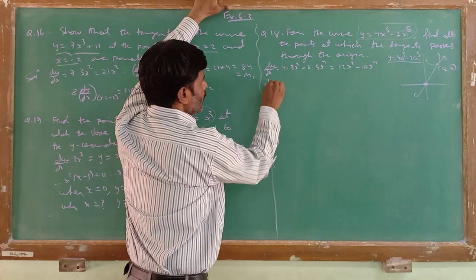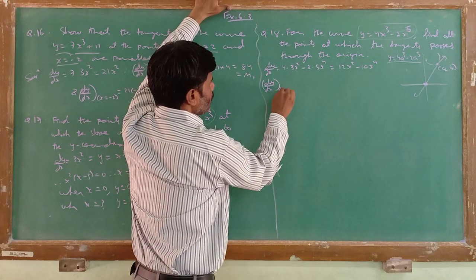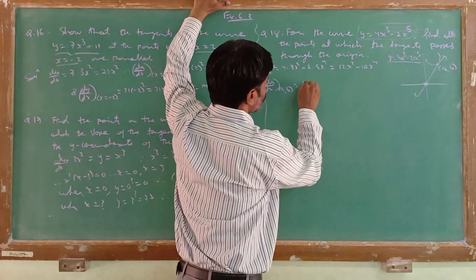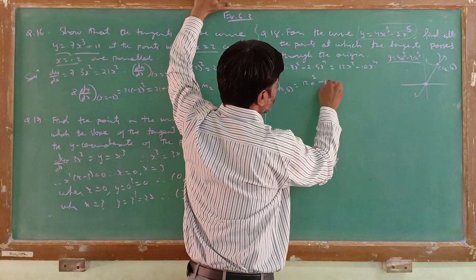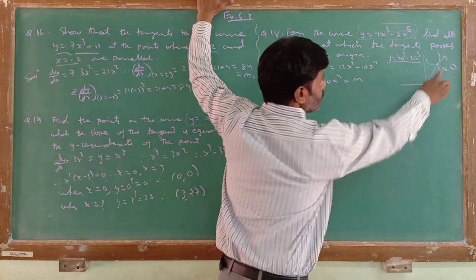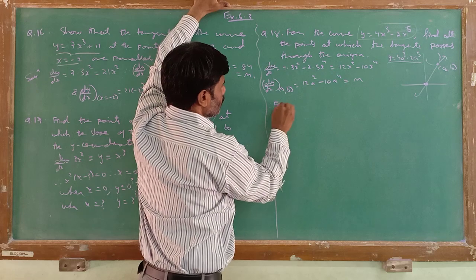Second, dy by dx at the point (a, b) will give the slope of the tangent. So that will be how much? 12a square minus 10a raised to 4. Now this is the slope of the tangent and this is the point. So the equation of the tangent I get.